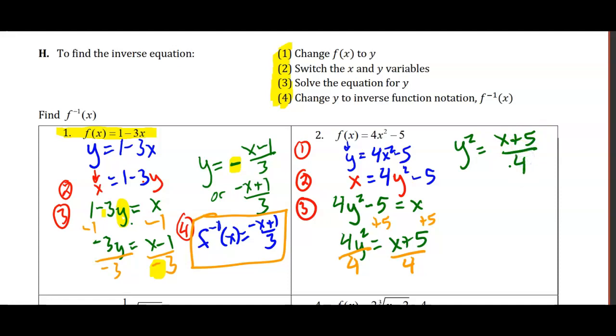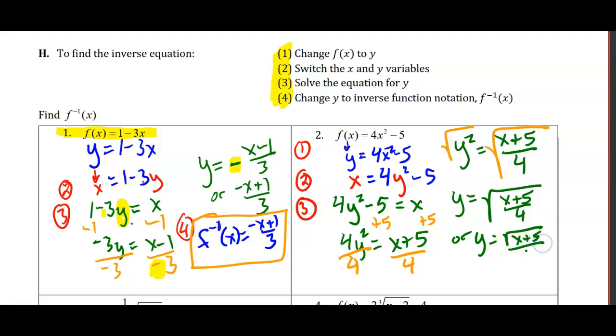And then to get rid of that square, I need to square root both sides. So final answer on this one. You can write y equals square root of x plus 5 over 4, or y equals square root of x plus 5 over 2.